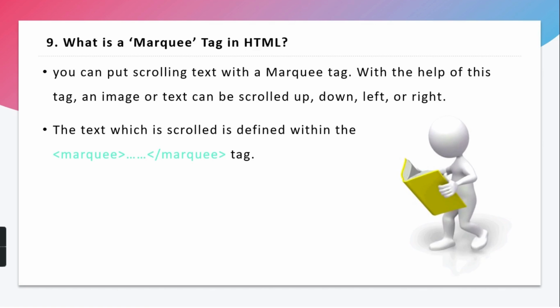And the ninth question is, what is the marquee tag in HTML? This tag is used to scroll an image or text up and down, left or right. The text to be scrolled is defined within the tag.